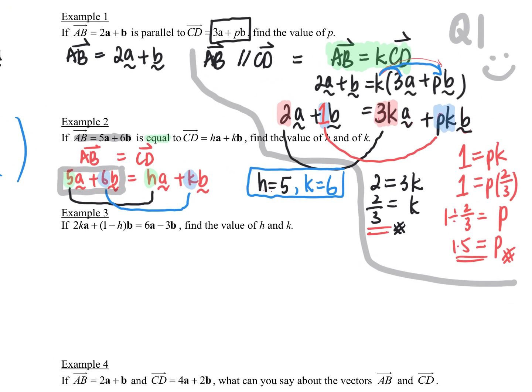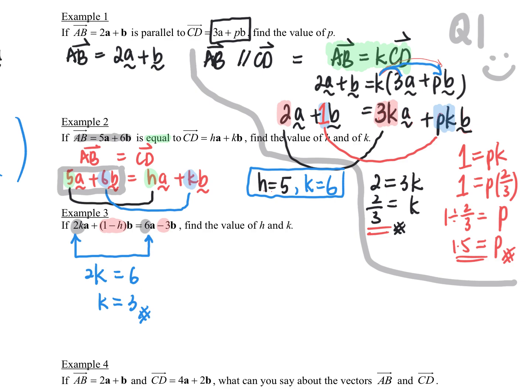Okay, last one. This one, example 3, they already tell you they are equal. So they are asking you to compare this with this. So 2K you compare with 6 because they are equal. So 2K must be equal to 6. K must be 3.